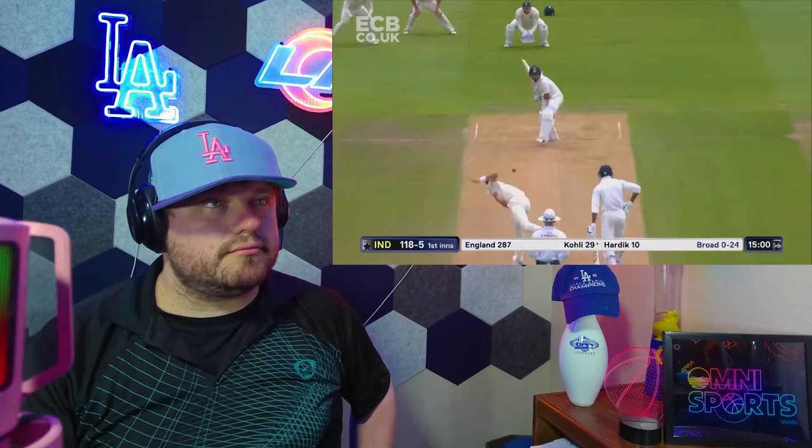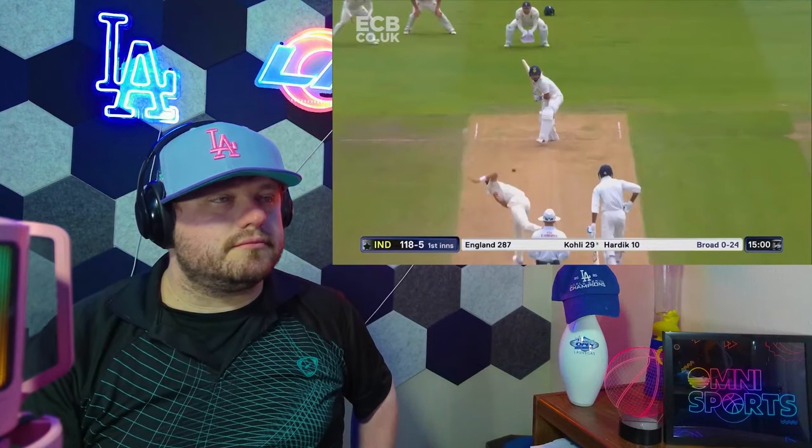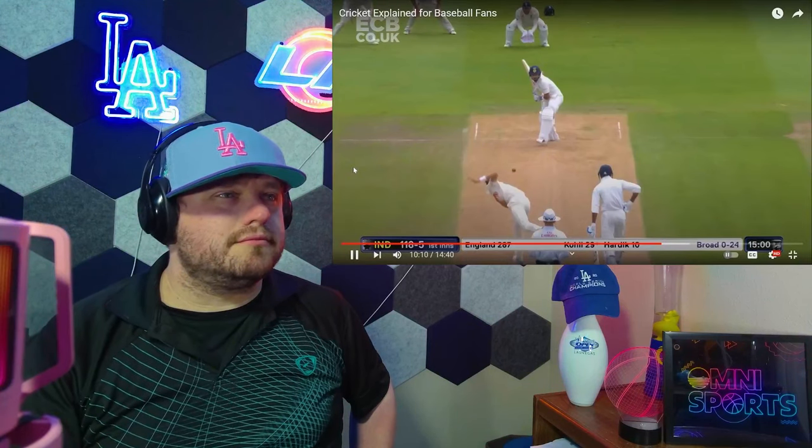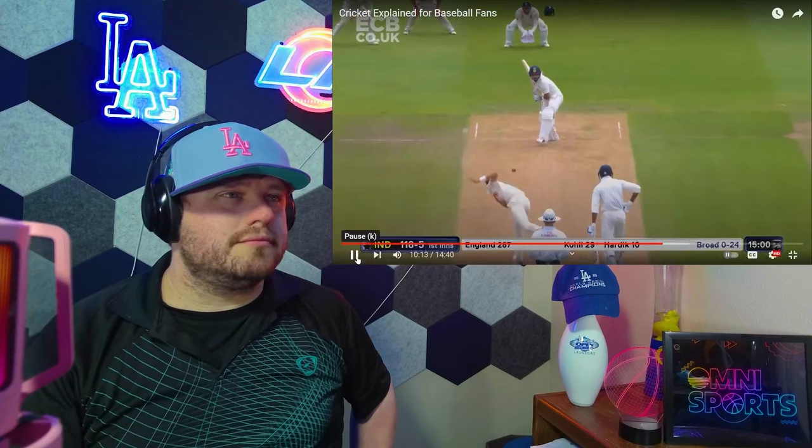Scorekeeping. All right, pay attention, because this is maybe the most confusing part of all of this, the scorekeeping. So at the bottom of the screen, you'll see it says India, and then it says 118.